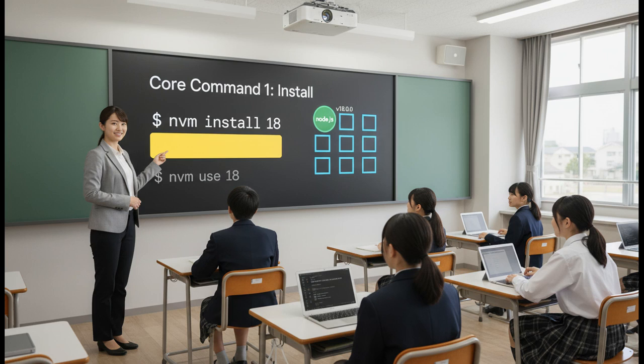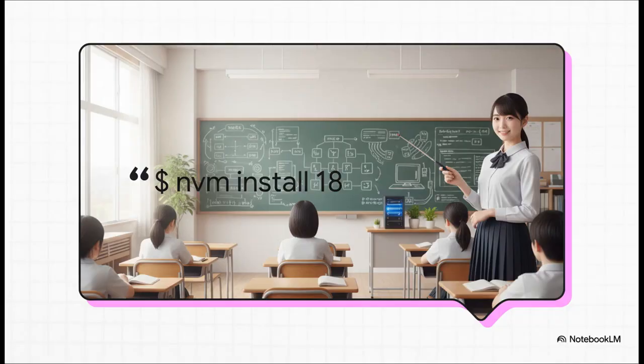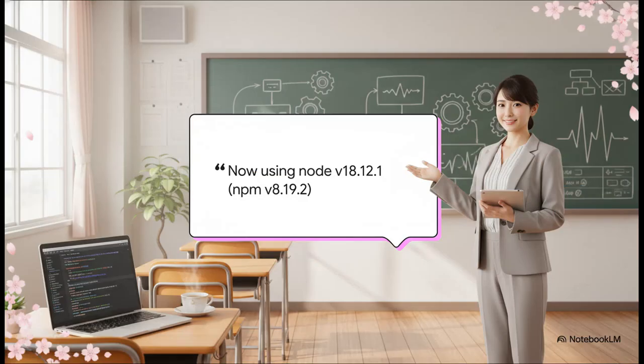So first things first, we need to build our little library of Node versions. And to do that, we use the nvm install command. Let's say your project needs Node 18. It's as simple as typing nvm install 18. NVM will grab the latest stable release of version 18 and set it up for you. You could even get super specific, like nvm install 14.7.0 if you needed to. Easy as that. And check this out. As soon as it finishes installing, NVM is smart enough to automatically start using that new version. You don't have to do anything else. You're immediately ready to work in that new environment.